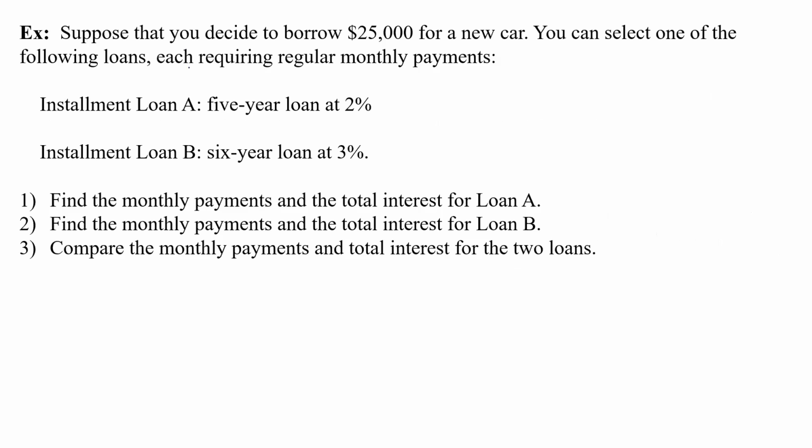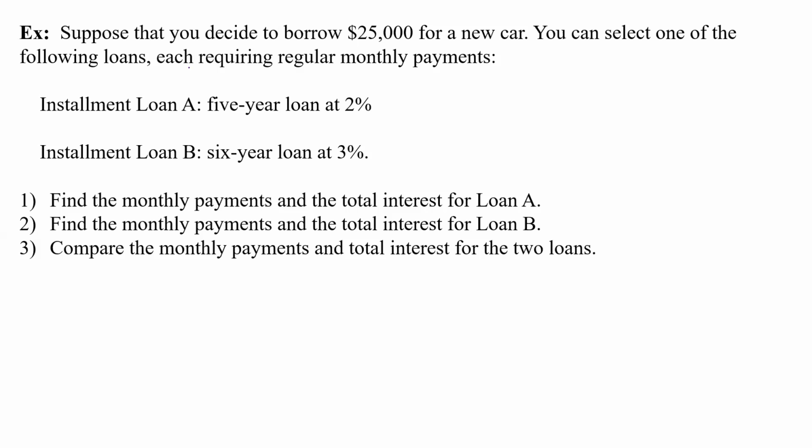So, suppose that you decide to borrow $25,000 for a new car. You can select one of the following loans, each requiring regular monthly payments. We have installment loan A, a 5-year loan at 2%, or installment loan B, a 6-year loan at 3%. So one's going to take less time to pay, and the other one's going to take more time to pay. Now we're supposed to find the monthly payments and total interest for loan A as well as loan B, and then compare the monthly payments and total interest for the two loans.